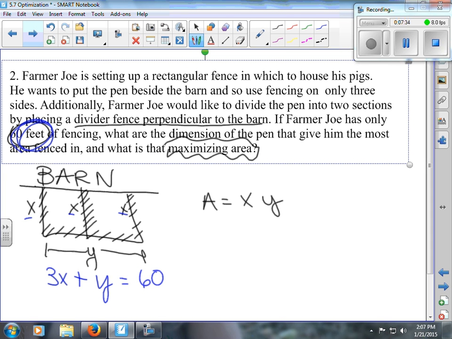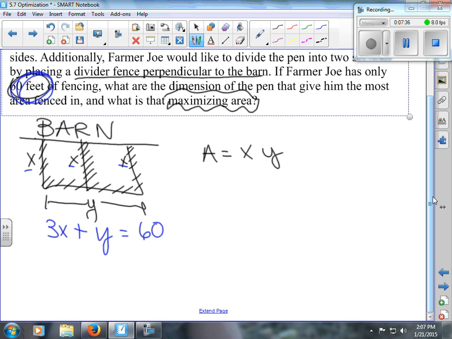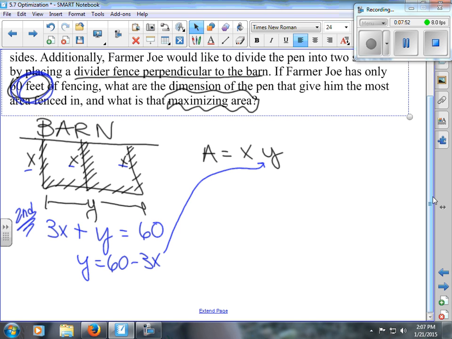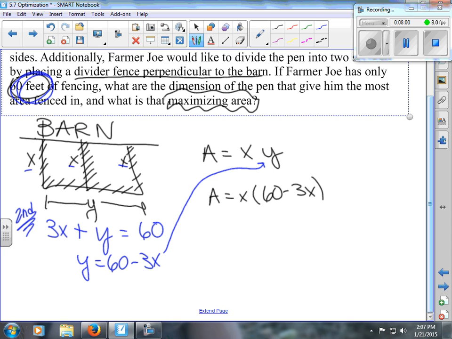Okay, so I'm going to solve this equation for y because that's easier. y is 60 minus 3x. So this was my secondary equation, and it's a constraint. y must be 60 minus 3x. So now I go over here and I'm going to replace that y. And now I have an area formula in terms of x only.